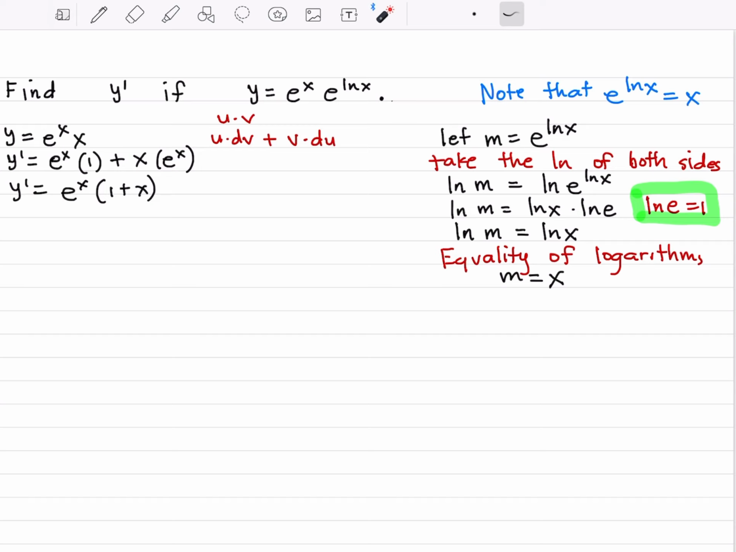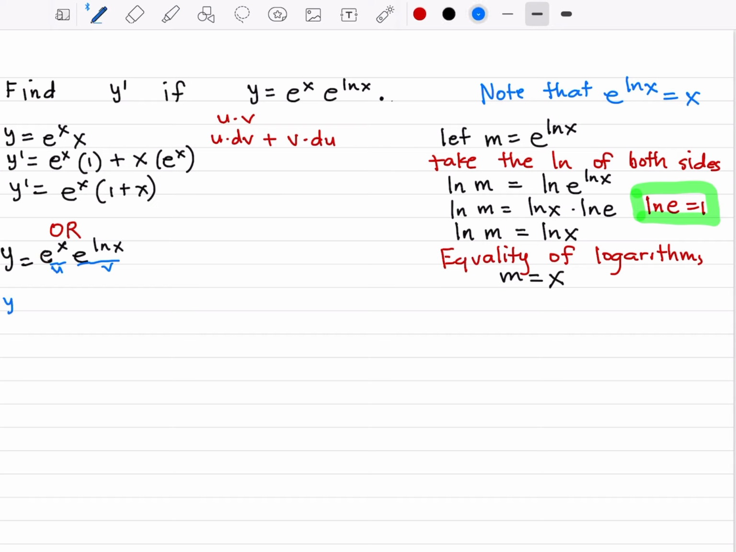Now what happens if you leave it as it is? It's alright, you can leave it as it is, applying also the product rule. So let me show you another solution. If you want to differentiate the function as it is, y is equal to e raised to x times e raised to the natural logarithm of x, then y prime is equal to, this time, our u is the first factor and our v is the second factor. Then we can simplify it later. So let's continue finding the derivative. Y equals, let this be our u.